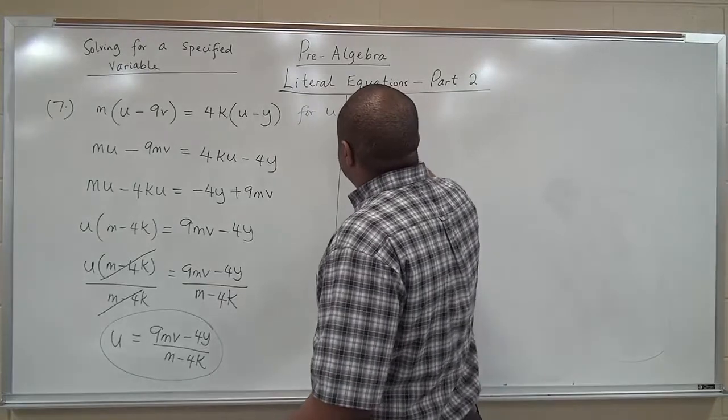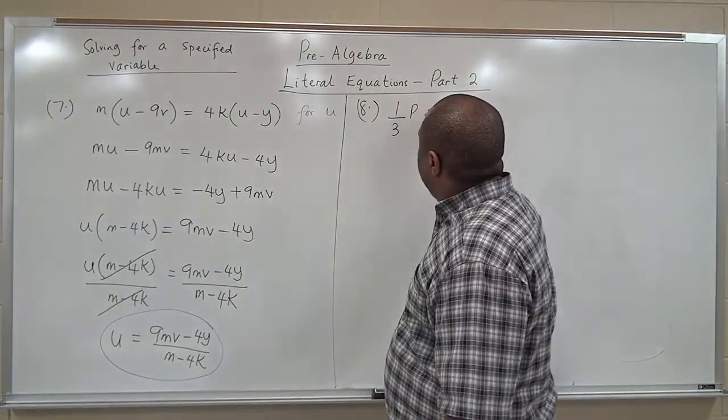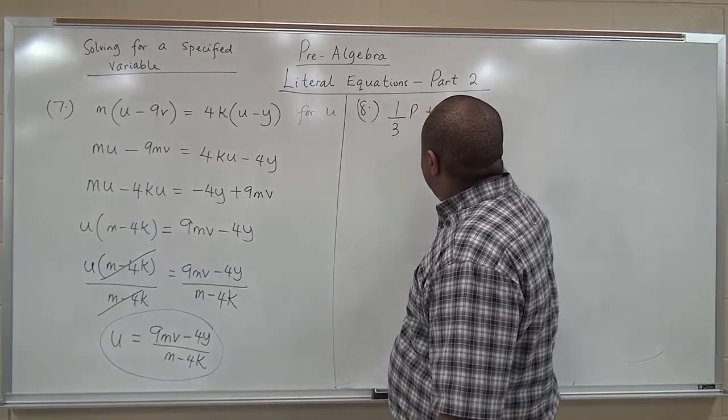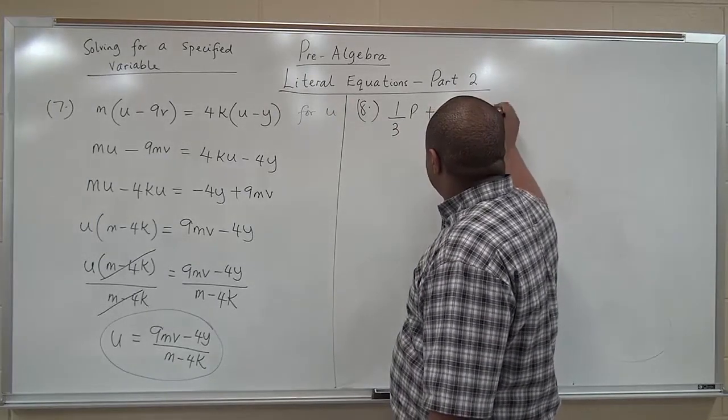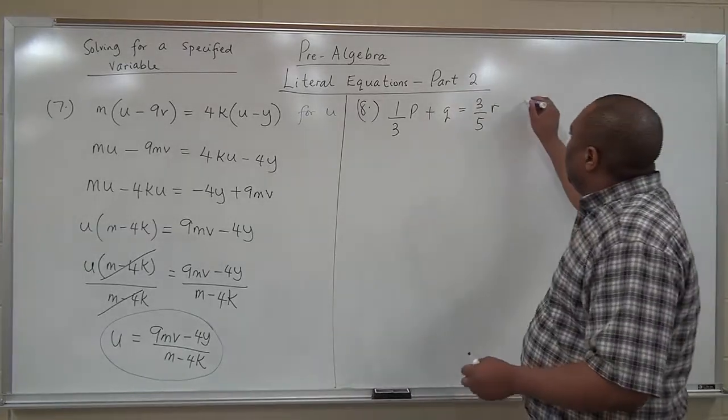Question 8. 1 over 3 times (p plus q) equal to 3 over 5 times r. I want to solve for p.